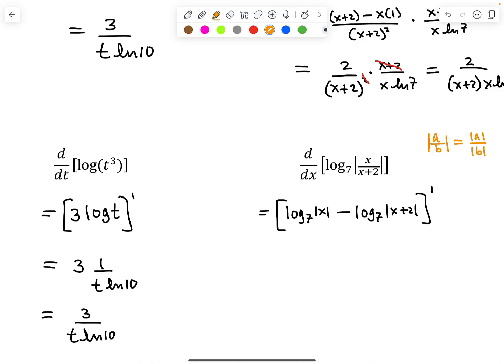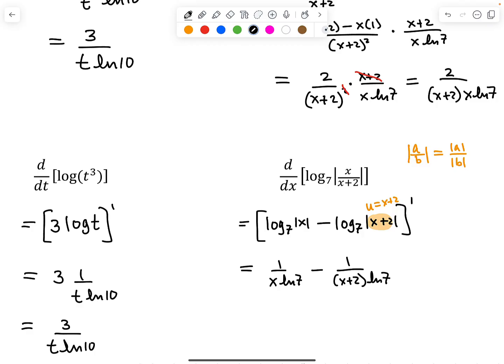And it's going to be a lot easier because I have subtraction, so I can differentiate function by function, term by term. So the derivative of log base 7 of the absolute value of x, the absolute value, as if it's not there, will be 1 over x natural log 7. And then the other derivative, I will need to use a chain rule because we have a u that's equal to x plus 2 here. So I will have a u prime, but the derivative of x plus 2 is just 1 still, over a u, which is x plus 2, times natural log 7. And technically I'm done. This is the derivative.